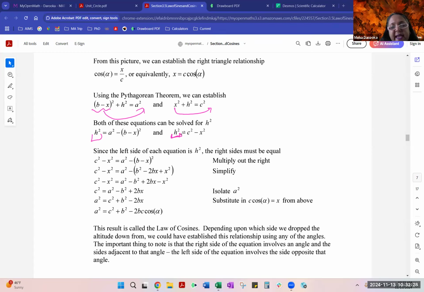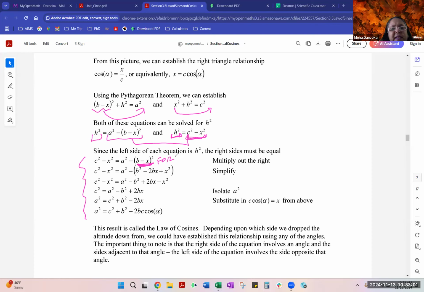Since both of these are h squared equals something, obviously we can set them equal to each other. So we can say a squared minus the quantity b minus x squared is equal to c squared minus x squared. And then you can see they go through that process of cleaning it up essentially, right? So you will see now we have expanded the b minus x quantity squared. So you go ahead and FOIL that. So FOIL is happening here.